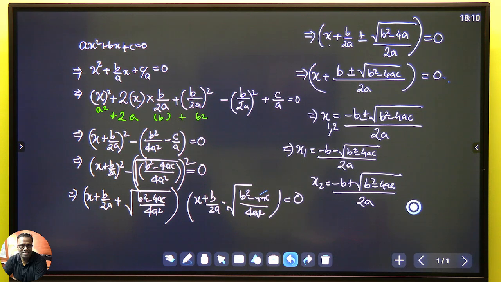But who gave you the right to write this? You introduced it, so you have to cancel it also. And don't forget your original c by a. So from here to here, is it not x plus b by 2a whole square? A square plus twice ab plus b square is a plus b whole square. Right? And I take a minus, and this is b by 2a whole square. Since I took the minus common, this becomes minus c by a.